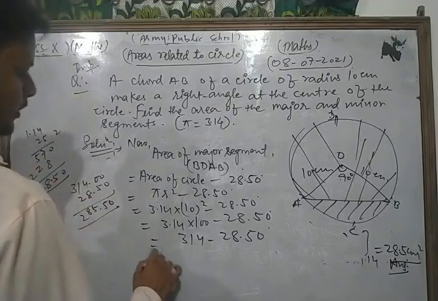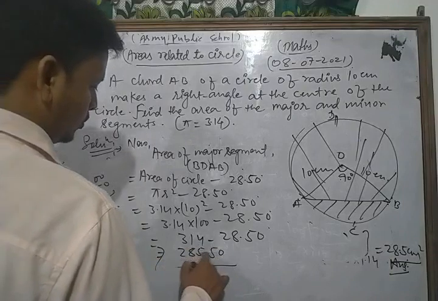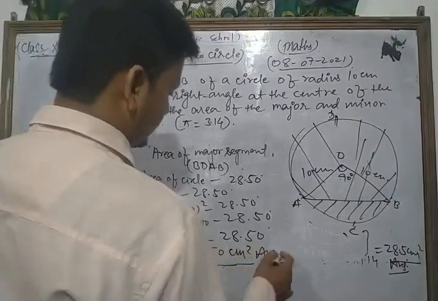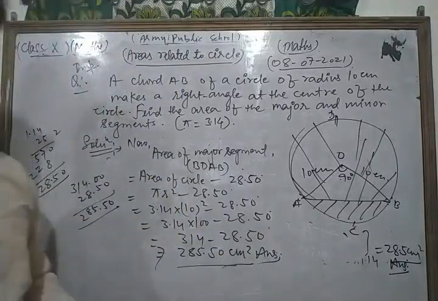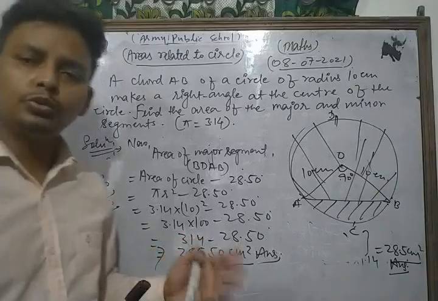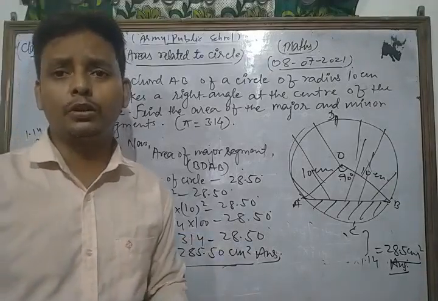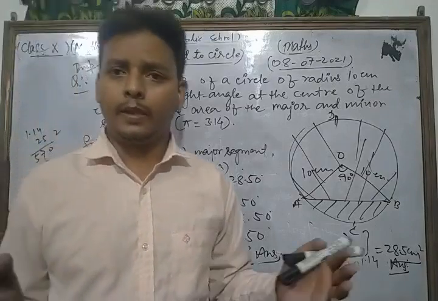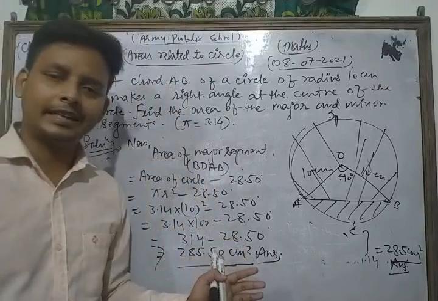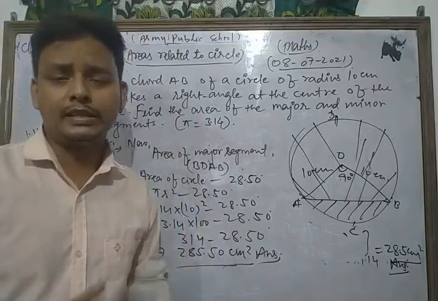So in this way we have 285.50 centimeter square. This is the required solution of the given question. Okay, so in this way you can solve each and every question of your NCERT exercise based on segment as well as sector. So please, dear friends, do more and more practice of this type of questions. After that you complete your NCERT exercise.